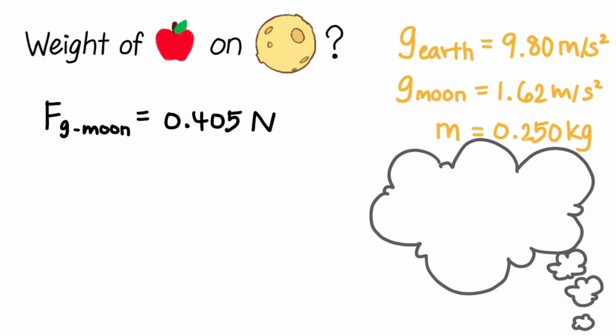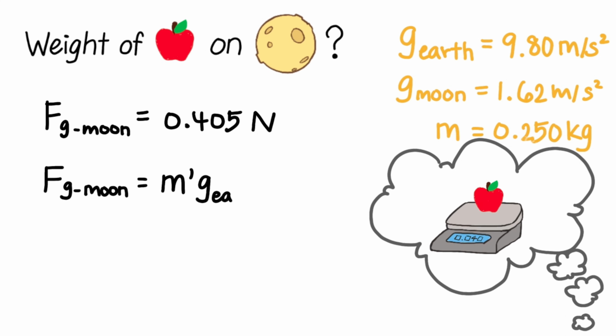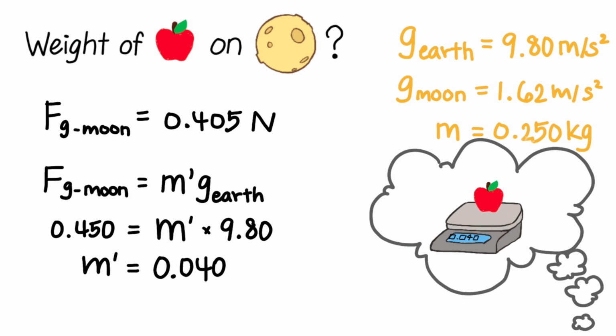Let's go back to that scale on the moon. We have F moon, and we can use it to estimate the value that the scale will give. We use F equals m g earth, and we plug in the numbers, and we get the new m of 0.04 kilograms, which exactly matches the value we got previously.